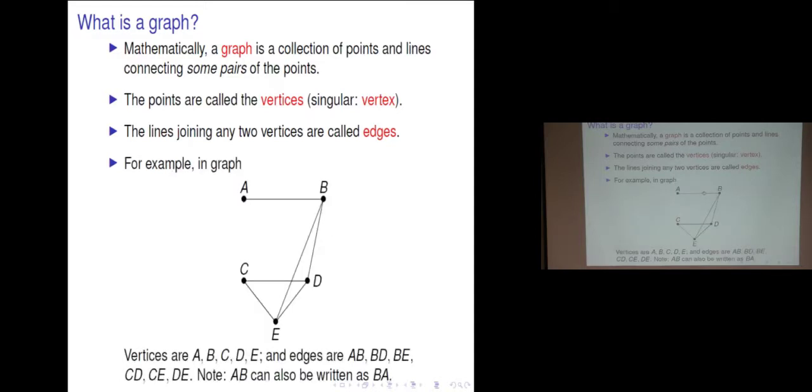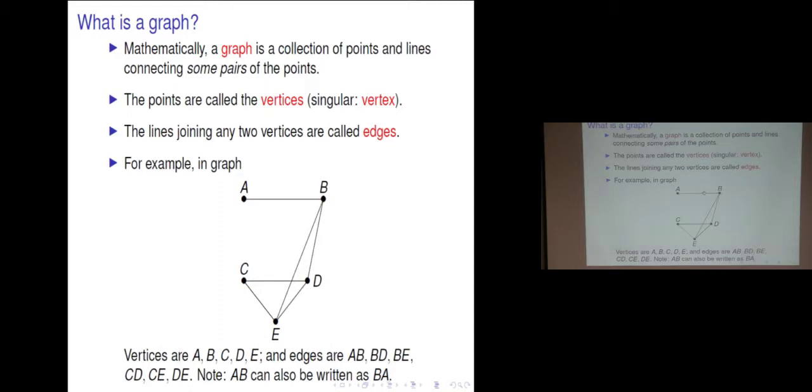For example, here there are five vertices. The hand doesn't count, right? So A, B, C, D, E. The edges are, you can connect some of them, right? So AB is an edge, BD is an edge, BE is an edge, and CD, CE, and DE. So this is a graph. The graph consists of two components: one is vertices, the other one is edges. Once I tell you what the vertices are and how they connect, I'm giving you a graph.